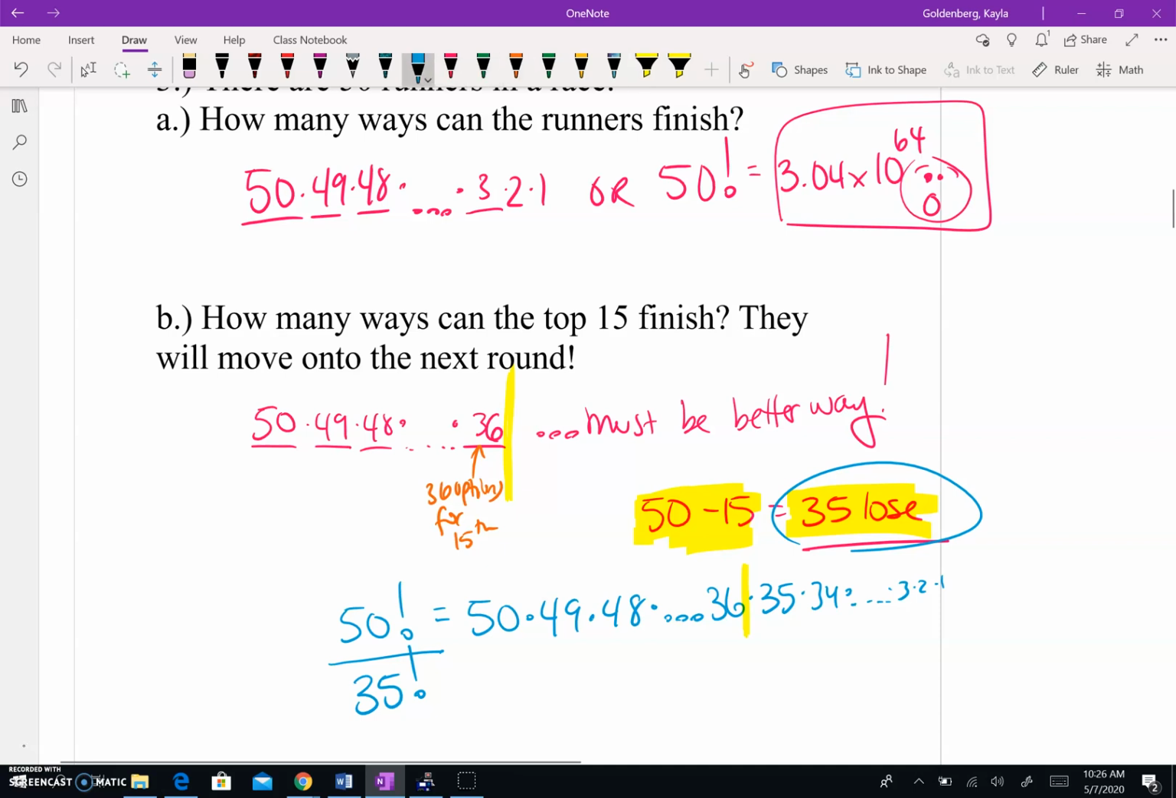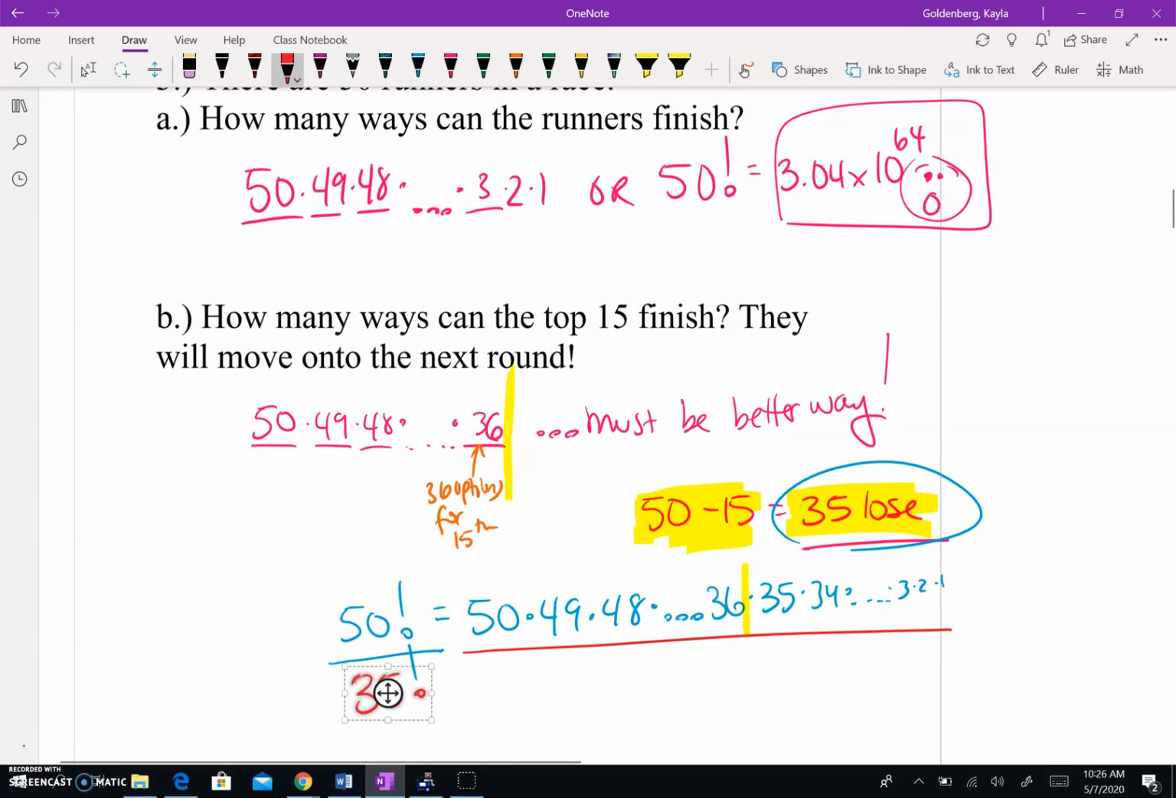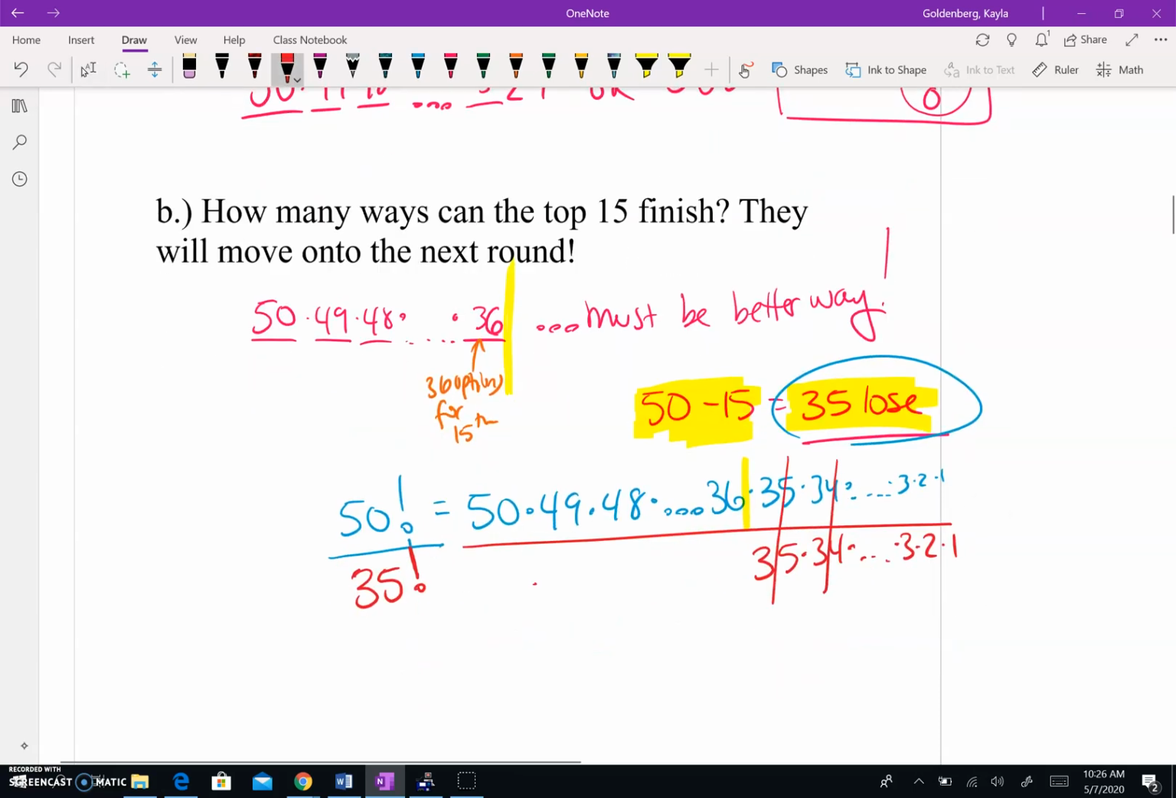Now, if I divide by 35 factorial, maybe I'll color code this just to make it a little bit easier to see. So if I divide that by 35 factorial, I'm dividing by, remember, 35 times 34 times ... 3 times 2 times 1. And what's really nice about that is, notice the 35, 34, all these in the middle, the 3, 2, 1s cancel. And what you're left with is really what we wanted. What we wanted from the beginning was to start at that 50 and pause right before the end.